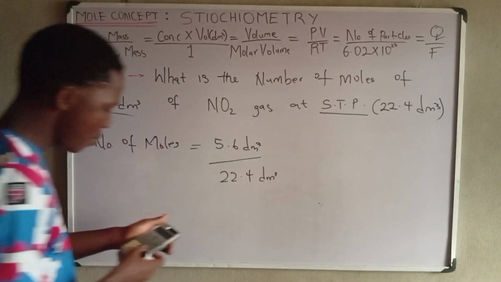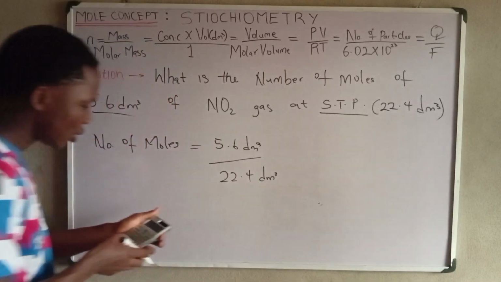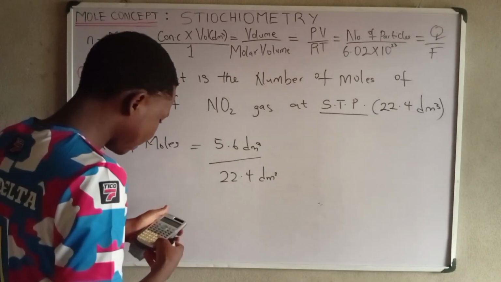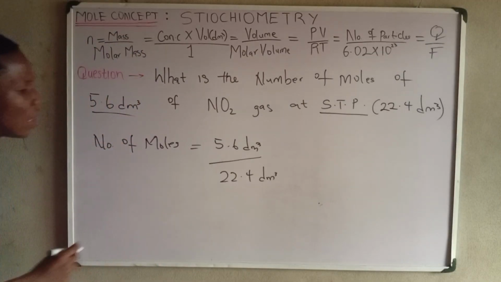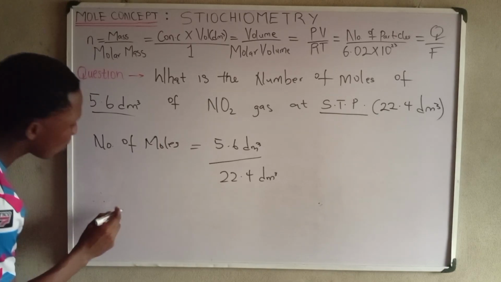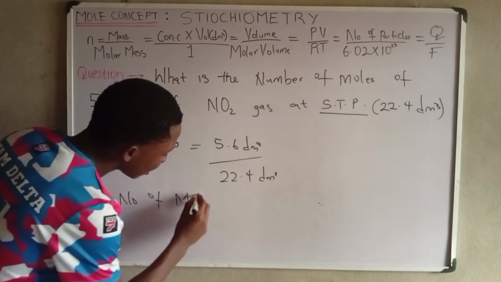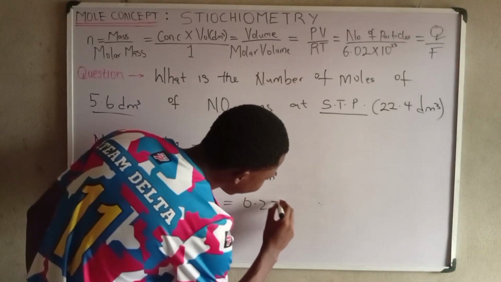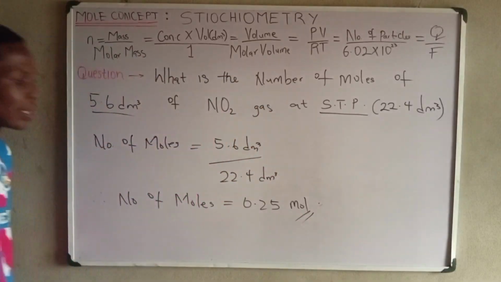Okay, so now we can simply punch our calculator. 5.6 dm cube divided by 22.4 dm cube, and it's going to give us 0.25 moles. So our answer, number of moles, has a value of 0.25 moles. Now this is our answer, simply like this.